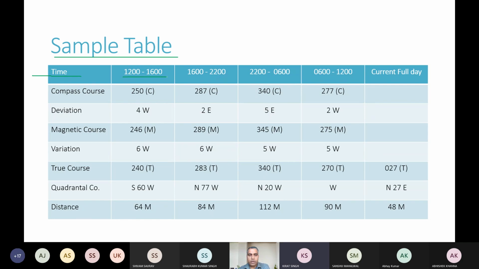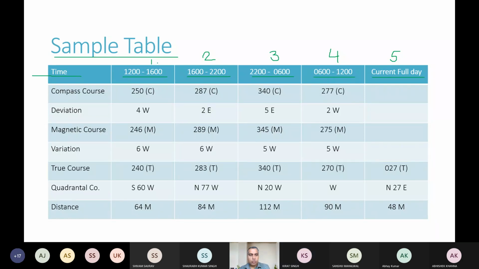So you have 1200 to 1600, one leg. Then at 1600 we altered the course, up to 2200. This is our second leg. Then 2200 to 0600. This is the third leg. 0600 to next day noon. This is the fourth leg. And they have given us the current also for the full day. So as I told you, the current is taken as a course and distance. So this is our fifth leg of the passage.